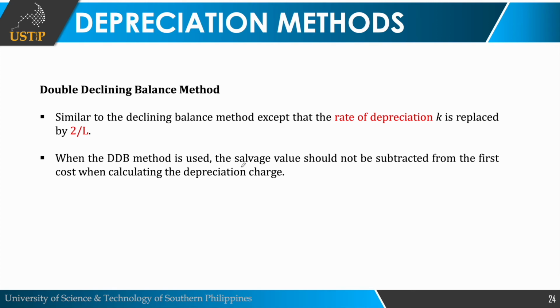Okay, the fourth method is the double declining method. It is similar to the declining method, except that your K is replaced by 2 over L. So there is no need for a certain percentage. If you have a useful life equal to 10, your rate of depreciation is directly 2 over 10. That's for the double declining balance.